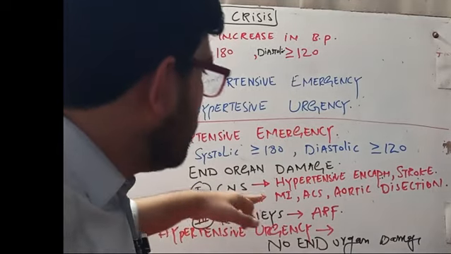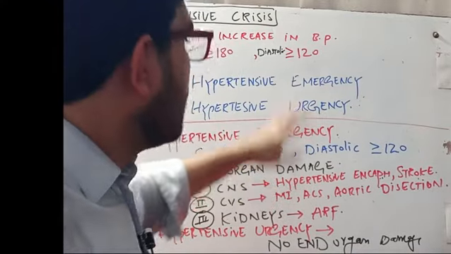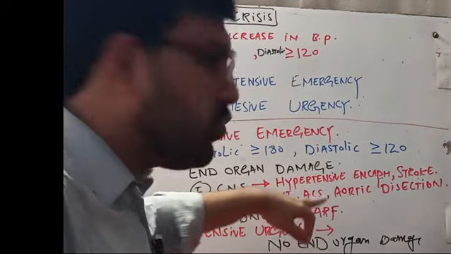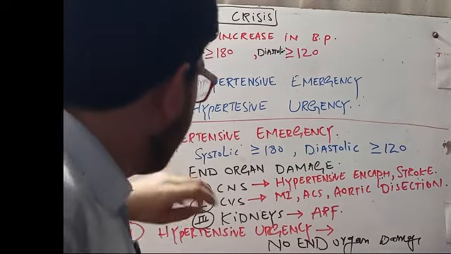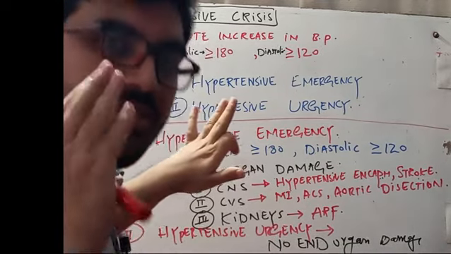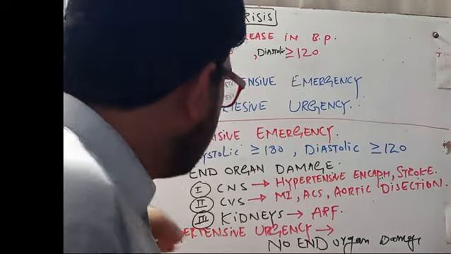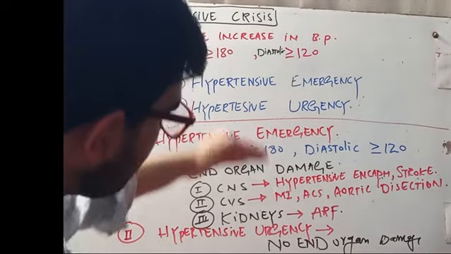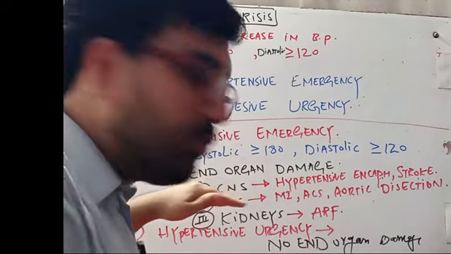The CVS should be looked for the MI, acute coronary syndrome, aortic dissection. For the kidneys, we should look for acute renal failure. So a patient will have hyperkalemia, metabolic acidosis, pulmonary edema, and fluid overload. Now this is hypertensive emergency. Regarding the investigation and management, coming to that in a few seconds.